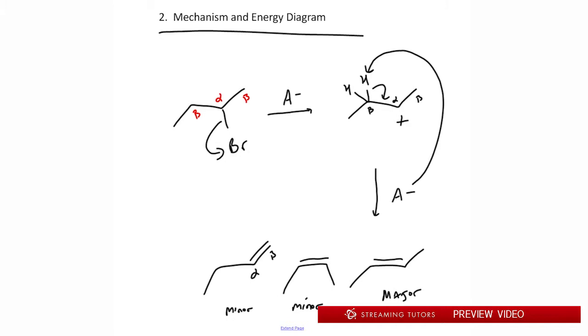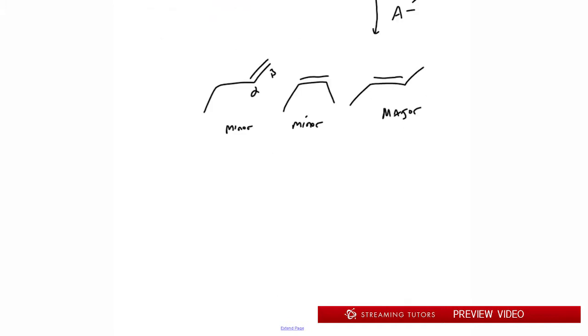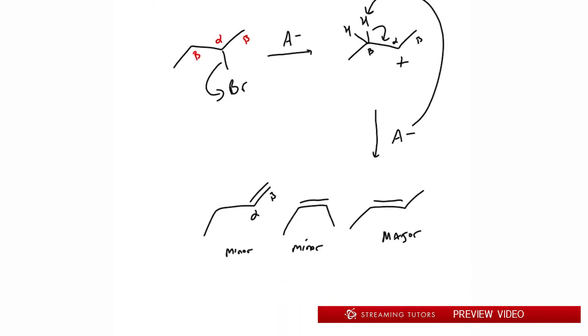So with E1, we always favor Zaitsev, okay? That's the cool thing. It's simple. You make the halogen leave, and you make an alkene from one of the beta neighbors, and you always look for the most stable alkene. That's it.